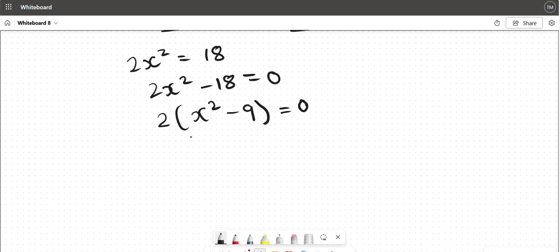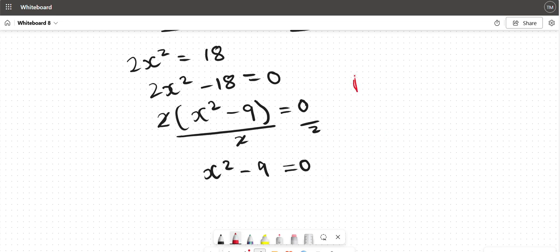Right? And then once you have the 2 outside, I'm going to divide both sides by 2 to get rid of the 2 that is in front. And then I'll end up with this binomial. And this binomial, we know as a difference of 2 squares. What does that mean? It means this is a square and this is a square, and they're subtracting. And so since they're subtracting, I could just open 2 brackets easily.